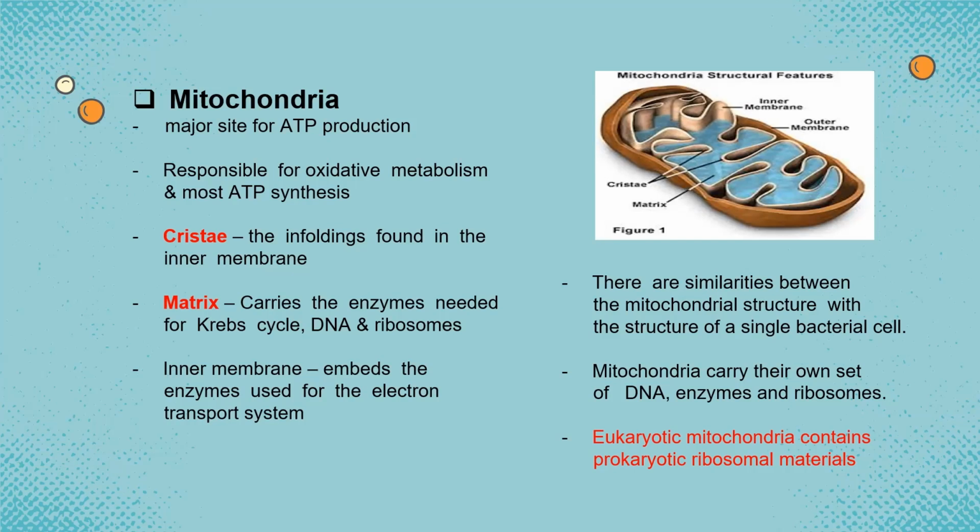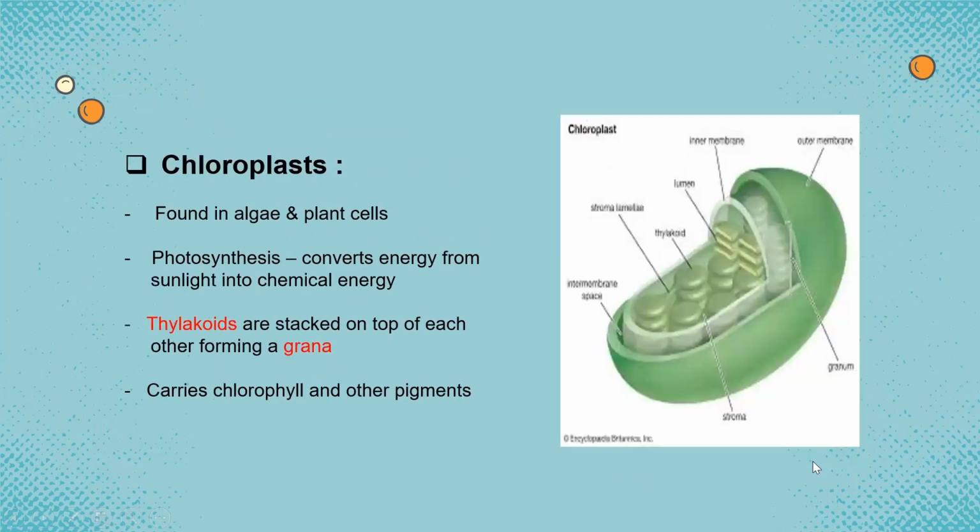There are similarities between the mitochondrial structure and the structure of a single bacterial cell. Mitochondria carry their own set of DNA, enzymes, and ribosomes. The eukaryotic mitochondria contain prokaryotic ribosomal material. Okay.